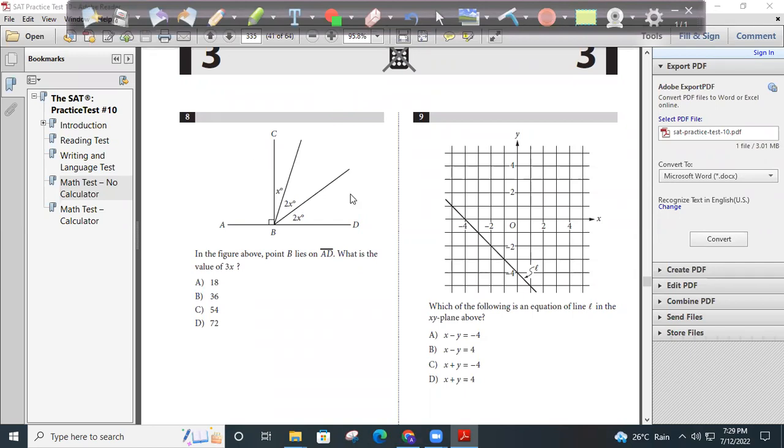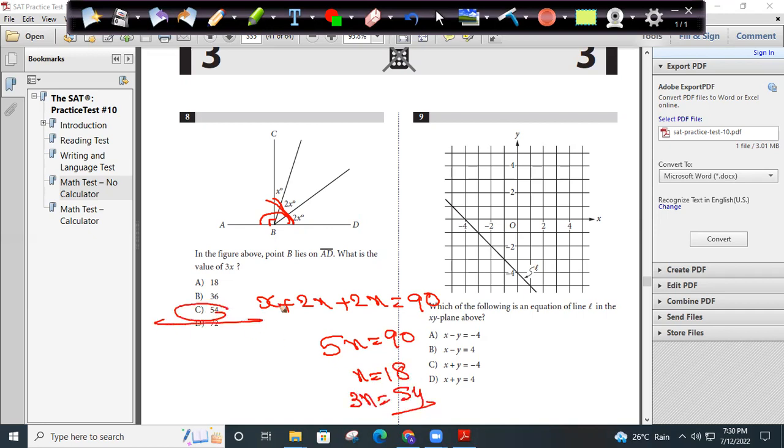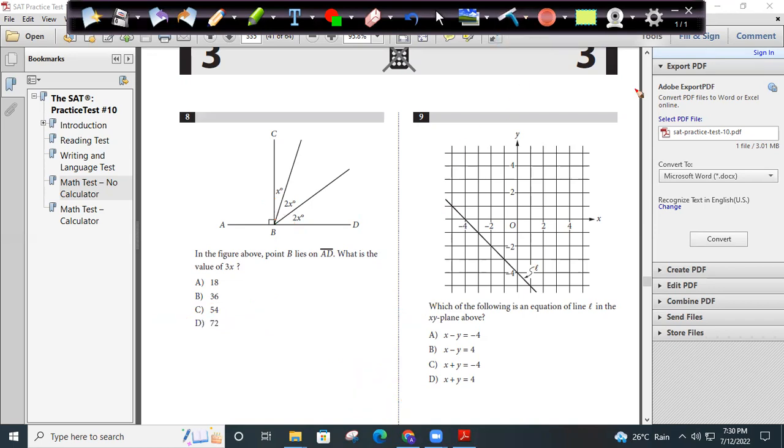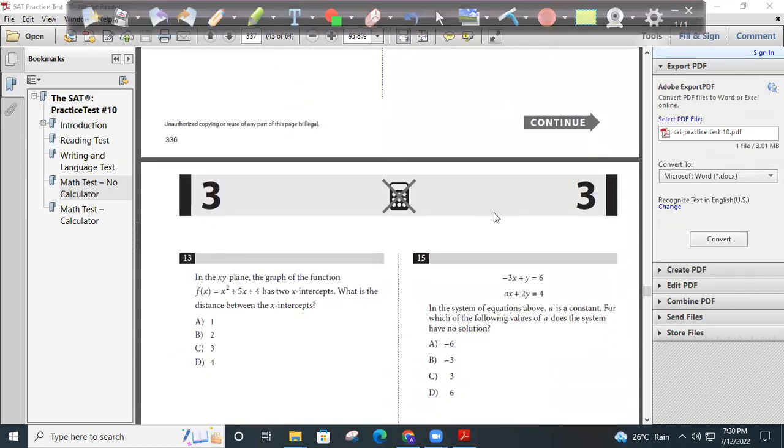Now, when I see this question, it is a simple question according to me. This total line makes an angle of 180 degrees. Out of this, this part is 90 degrees, so this should also be 90 degrees. So x plus 2x plus 2x should be 90 degrees. So 5x is 90, so x is equal to 18. So 3x is 3 into 18, which is 54. Hardly 5 seconds, not more than 5 seconds. If you are clear in concepts, questions are very simple. Same with the writing part. So the answer for the 8th question should be 54 degrees.